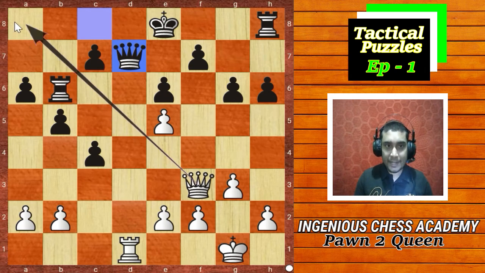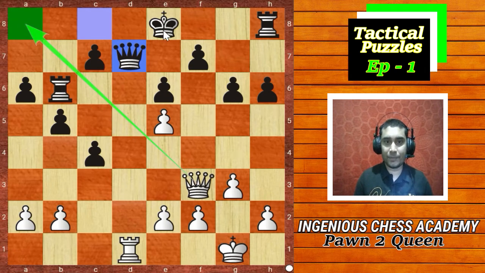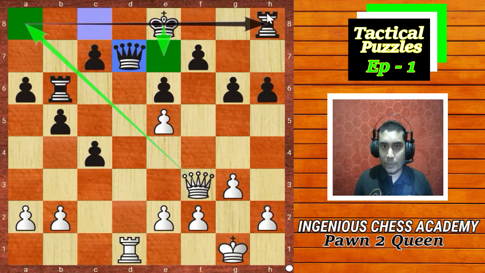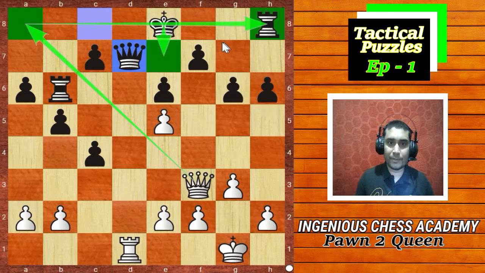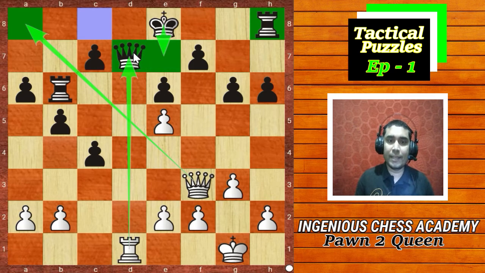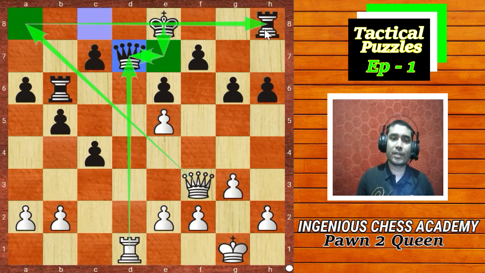Let's visualize again. Queen a8 check, king e7. This time you have to go for an intermediate move, which is called an in-between move in chess. Don't worry, this move is not going away. You can capture this rook, but before capturing it, you capture the queen first and give your opponent check. Then your opponent is forced to capture your rook, and then you can capture the rook, and it is completely winning.